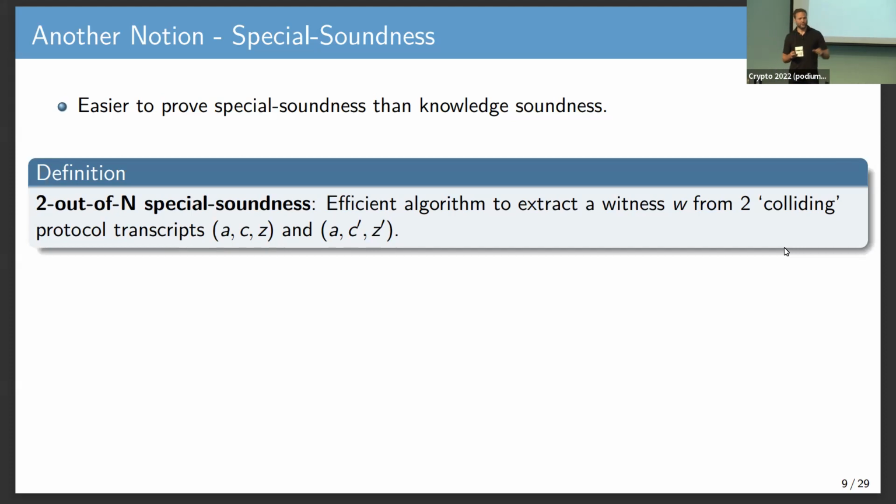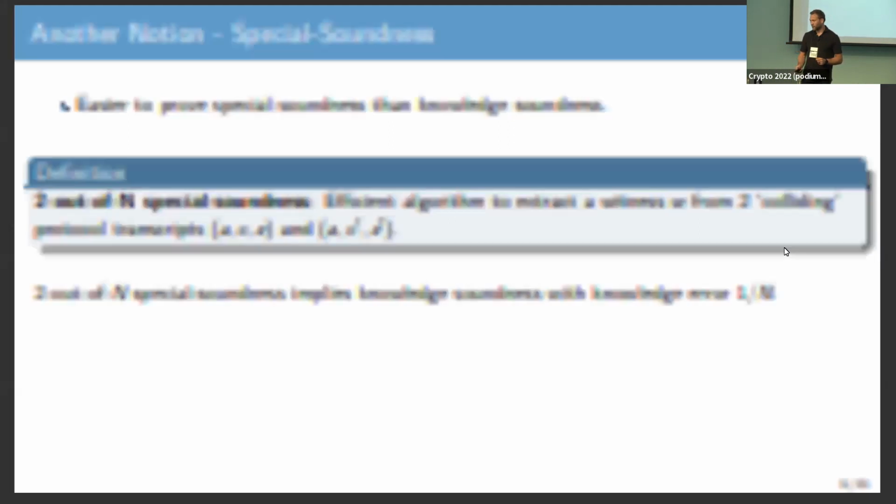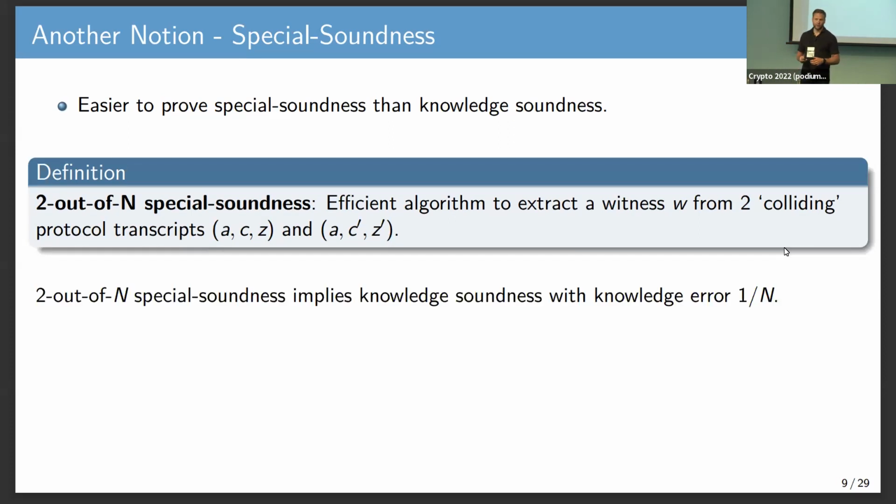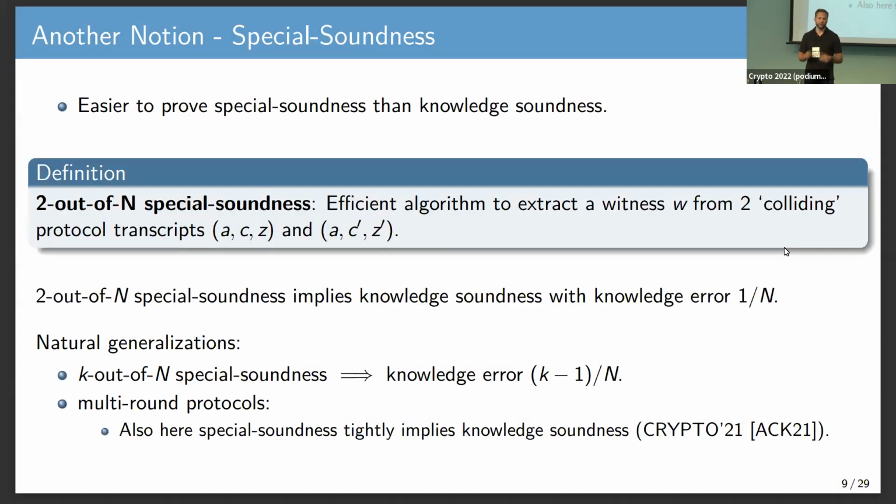They have the same first message, but a different challenge. c and c' should be different. And if we can efficiently extract a witness from these 2 transcripts, then the protocol is said to be 2-out-of-n special sound, where n is the size of the challenge set of this interactive proof. It is very well known that 2-out-of-n special soundness implies knowledge soundness with knowledge error 1 over n. And there are also some well-known generalizations of this notion of special soundness.